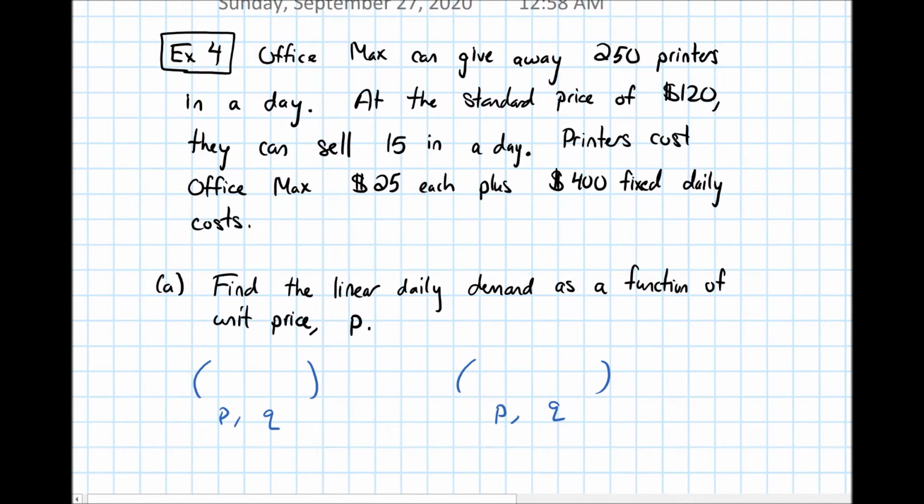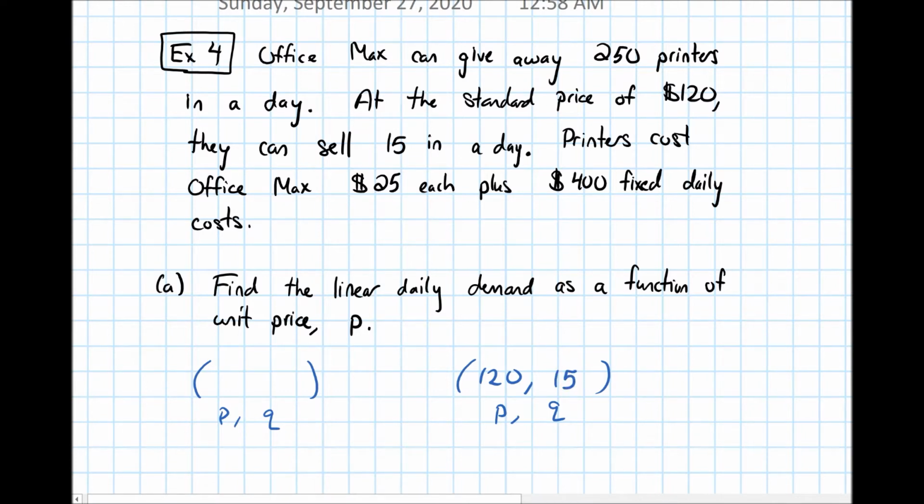Based off of what's given to us, the second sentence tells us that when the price is $120, they sell a quantity of 15. When the price is 120, 15 would be pretty cheap for a printer. So at 120, they sell 15, a quantity of 15. That would be the demand.